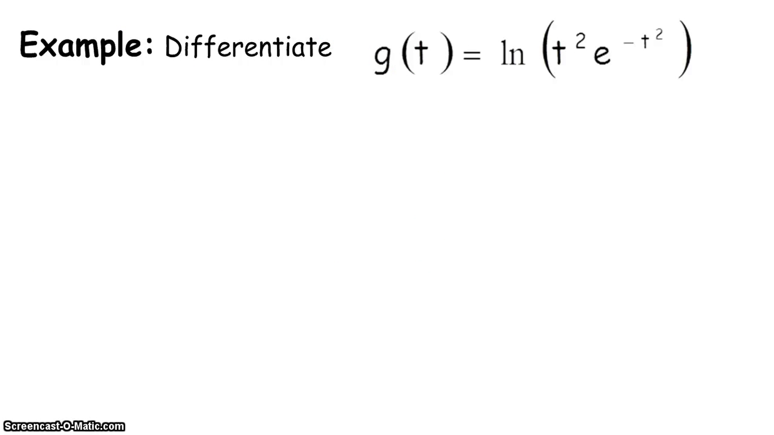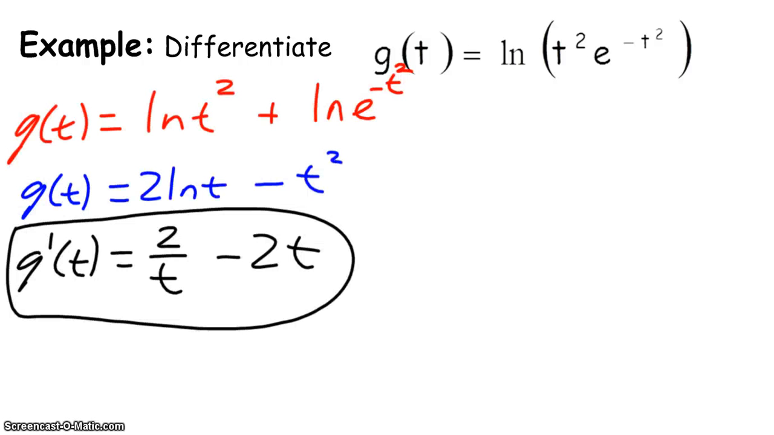Okay, next one. I want you to find the derivative of the natural log of t squared times e to the negative t squared. Pause the video, unpause when you're ready to check your work. This one should not be as much work. Pause the video now.